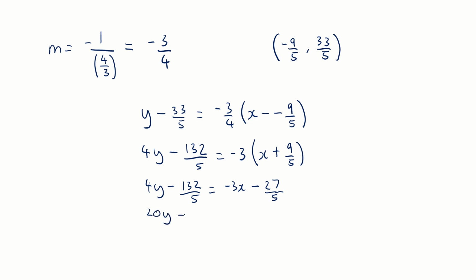So 20y minus 132 equals -15x minus 27. Cool, and all I've got to do is gather everything together on one side now, so that'll get me 15x plus 20y, and then adding 27 onto both sides will get me -105 equals 0. And there we go, we've found the equation of the tangent, and that's it. It's as easy as that.